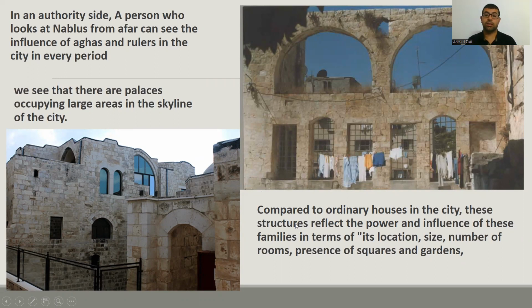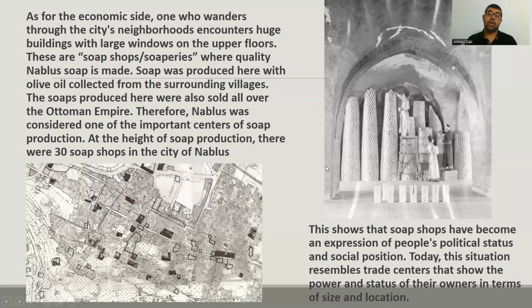of squares and gardens. As for the economic side, one who wanders through the city neighborhoods encounters a huge building with large windows in the upper floors. There are the sabbanes, the soap factories, where quality Nablus soap is made. Soap was produced here with olive oil collected from the surrounding valleys. The soap produced here was also sold all over the Ottoman Empire. Therefore, Nablus was considered one of the important centers of soap production.